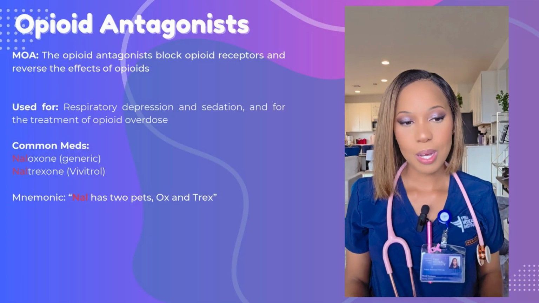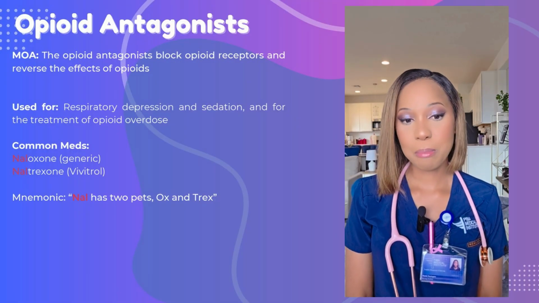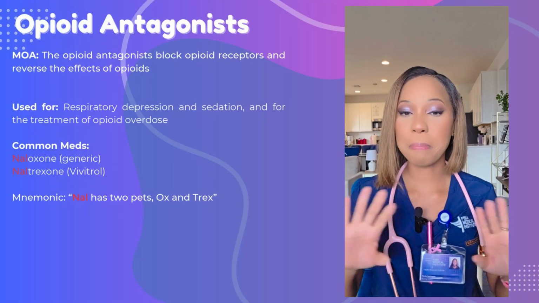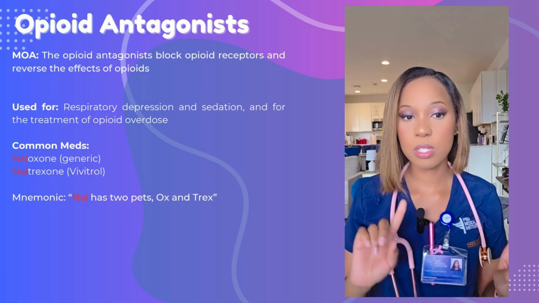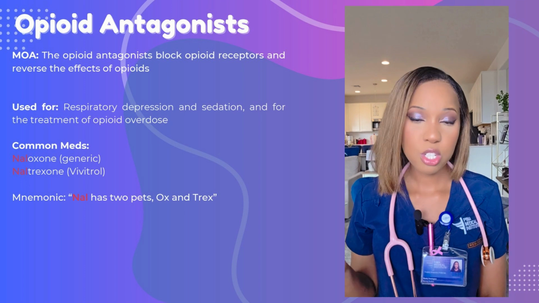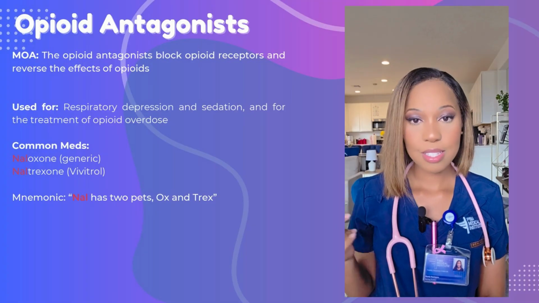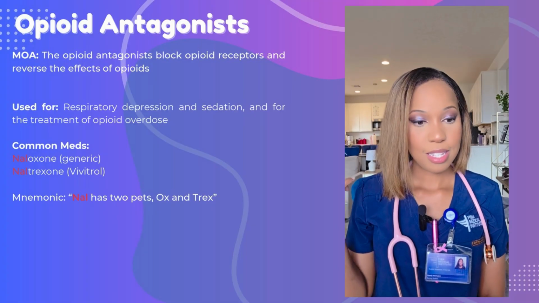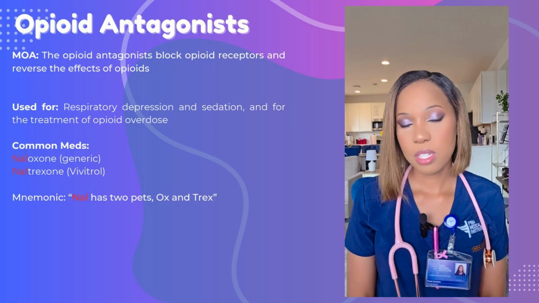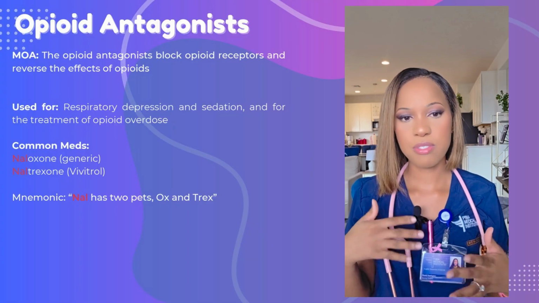Okay, now I'm going to talk about opioid antagonist. The mechanism of action for those is that they block opioid receptors and reverse the effect of opioids. So they basically do the opposite of what opioid agonists do. This one is used for respiratory depression, sedation, and for treatment of opioid overdose. Some common medications for that are naloxone and naltrexone. I'm pretty sure most people are familiar with naloxone. It's also known as Narcan, and it's used for overdose reversal.